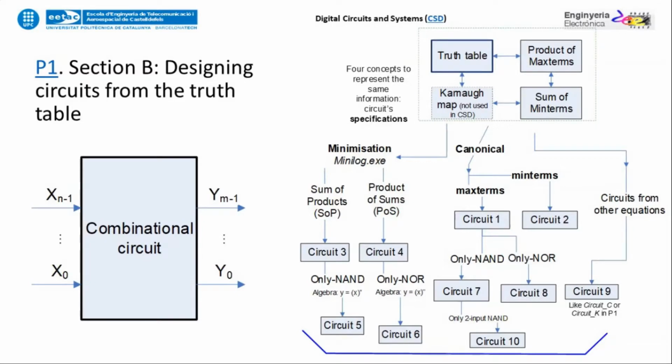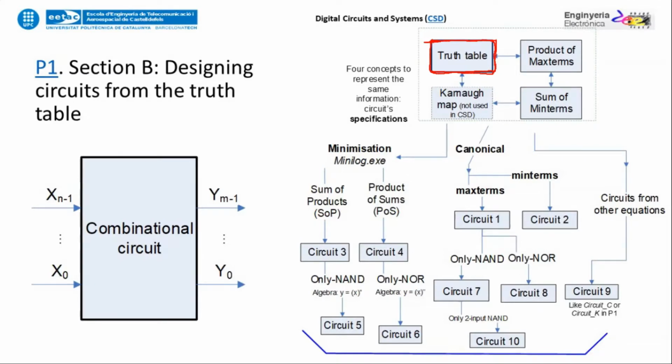Hi, let's start section B in the project P1, on designing circuits from the initial truth table that is going to be given as the specification. The starting point in the design process is the truth table, because it says exactly what the circuit has to do for every single combination.